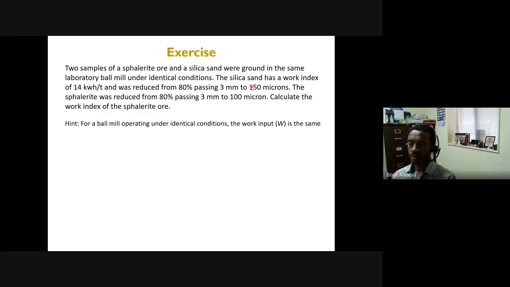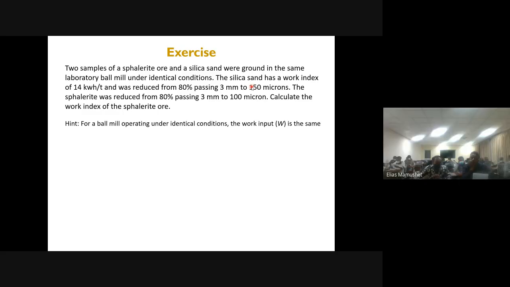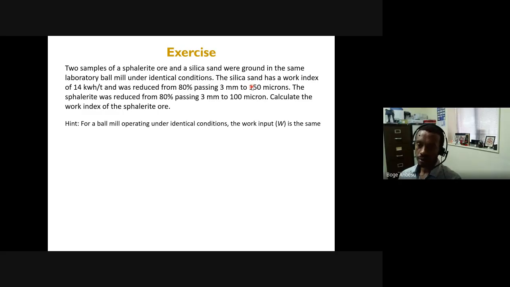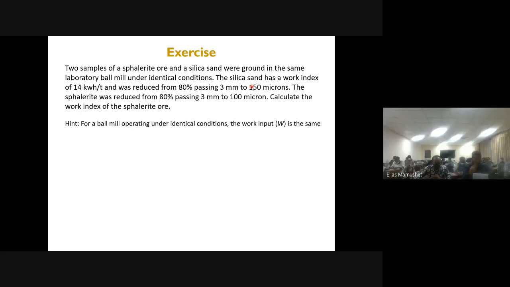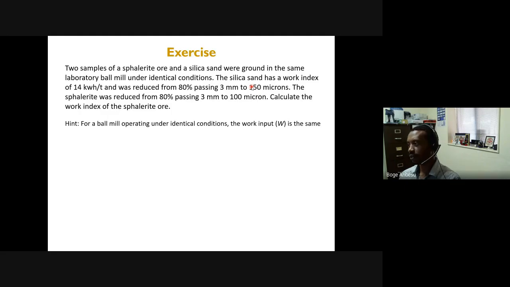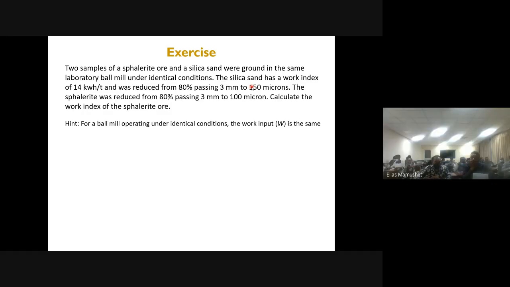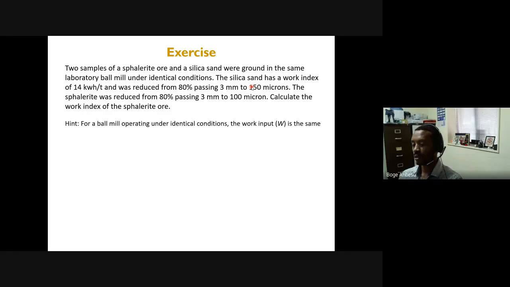Okay, so in this case, you can say W for silica equals, as the initial expression says, 10 Wi divided by the square root of P minus 10 Wi divided by the square root of F. Now you can determine that because you already know the Wi, the P, and the F. And because I use the same mill and the same operating conditions, that work input should be the same for the sphalerite as well. Because here you have a sphalerite sample and the silica sample.